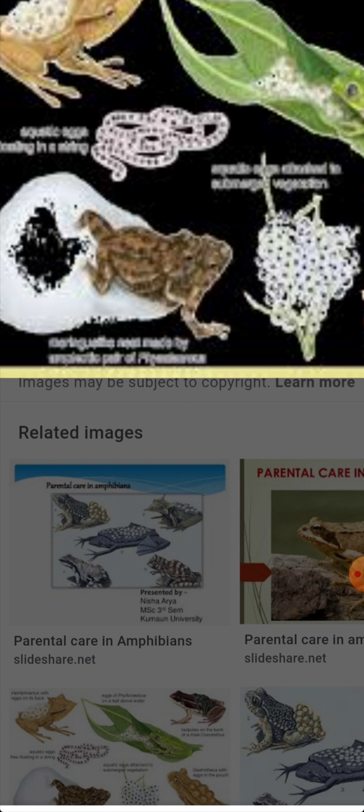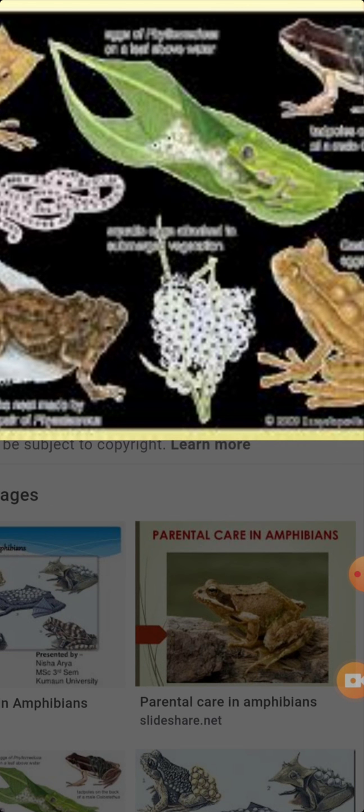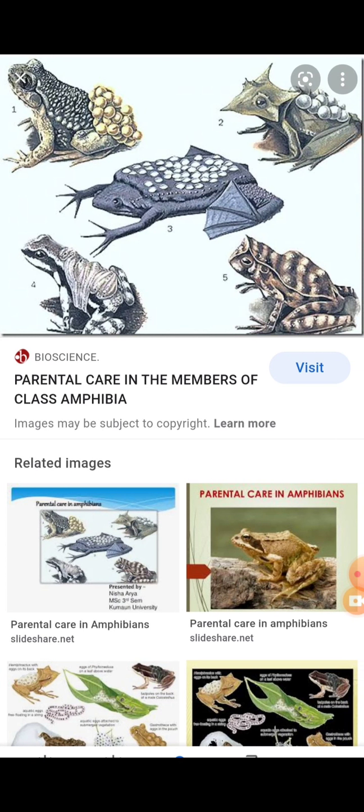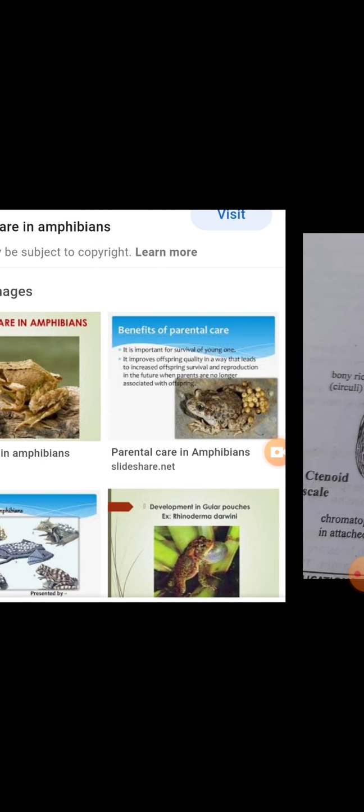The parents construct the nests into which the eggs are laid. Four types of nests are encountered. They are mud nests, tree nests, foam nests, as well as gelatinous bags. The direct caring by the parents is quite different from one species of amphibian to another, from one frog to another frog. So these are all the parental care by amphibians. These amphibians take parental care of their species. This is a very important thing.